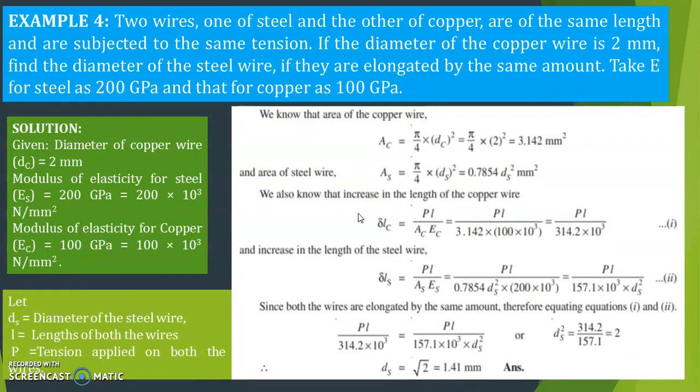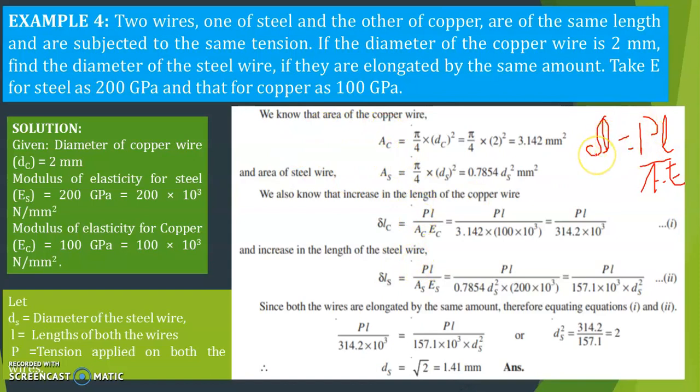Now what you have to do is calculate separately the deformation for both copper as well as steel. What is deformation? Deformation is equal to delta L, that is equal to PL divided by A into E. So first we will find the deformation for the copper wire, and next we will find the deformation of the steel wire.